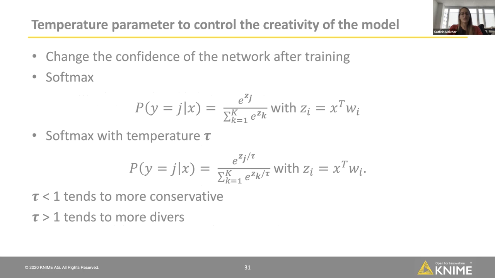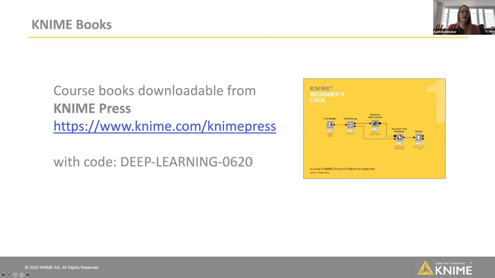And to change the confidence of our network, we can add this temperature value. It is added in the softmax function. And what we input into the softmax function here is this linear combination of our inputs. And what we do by adding the temperature is to divide this linear combination of our inputs with the weights by this temperature value.